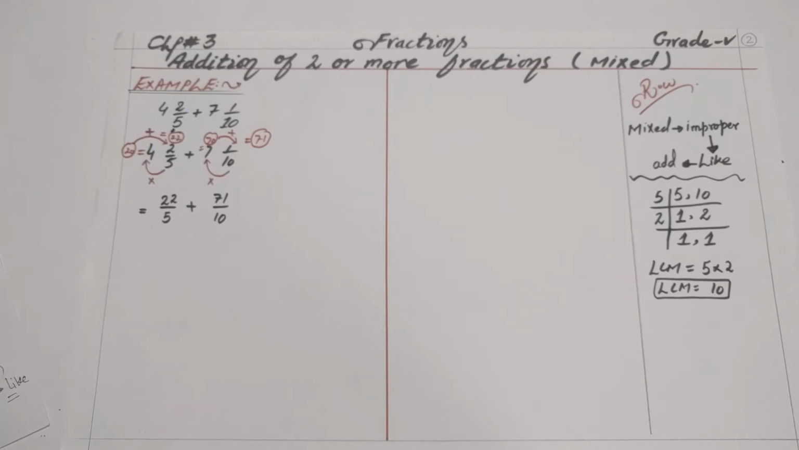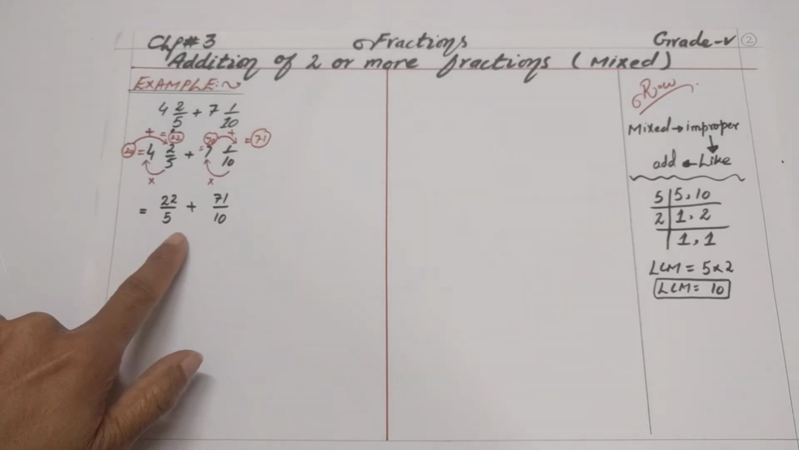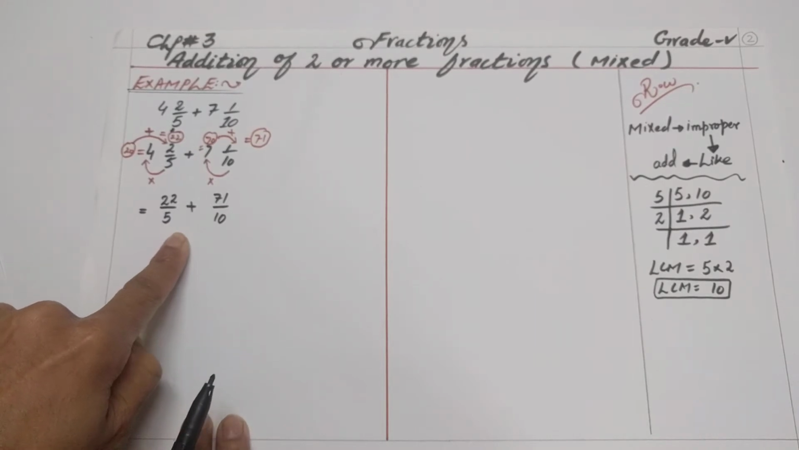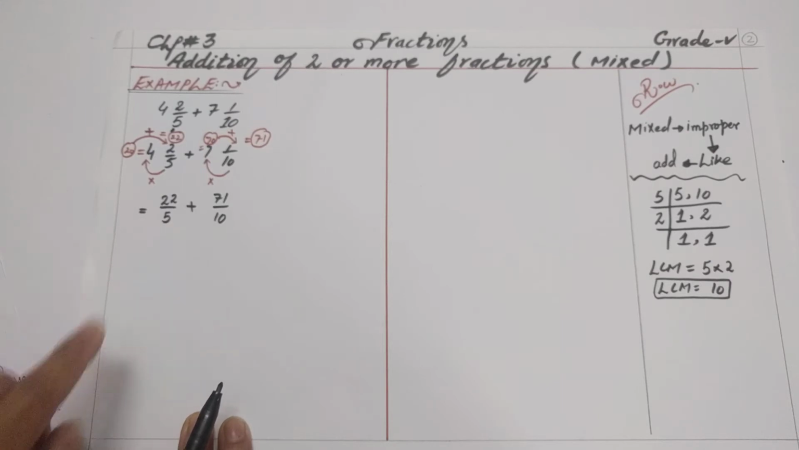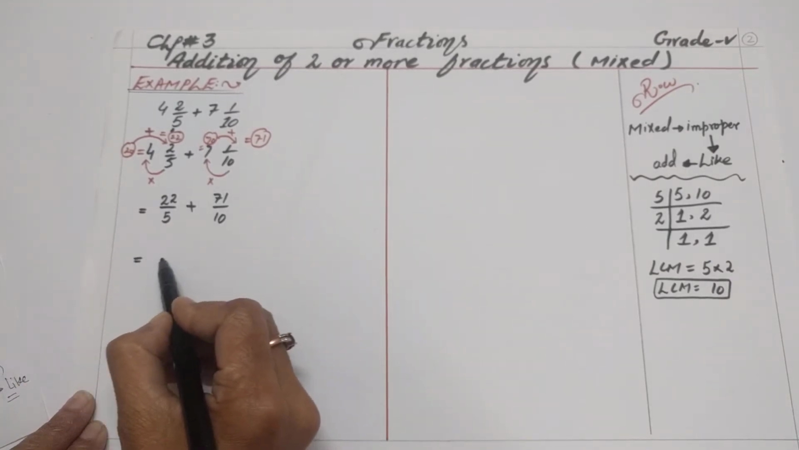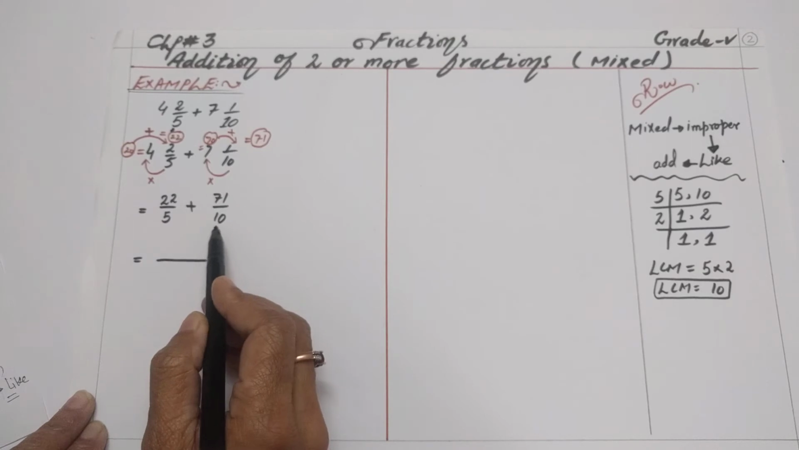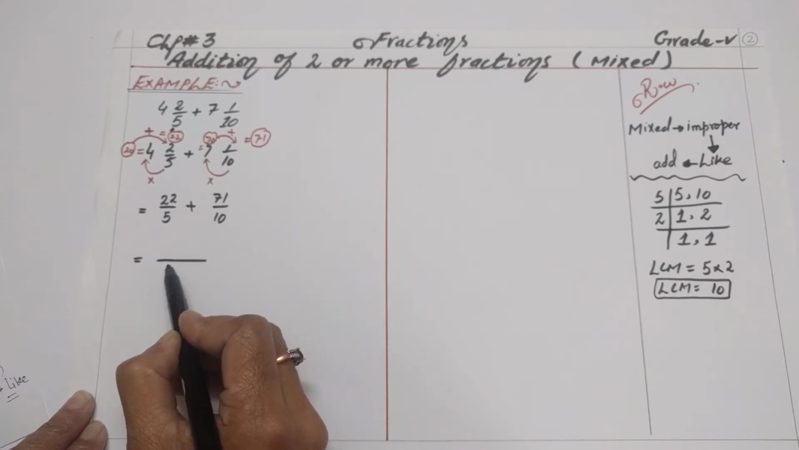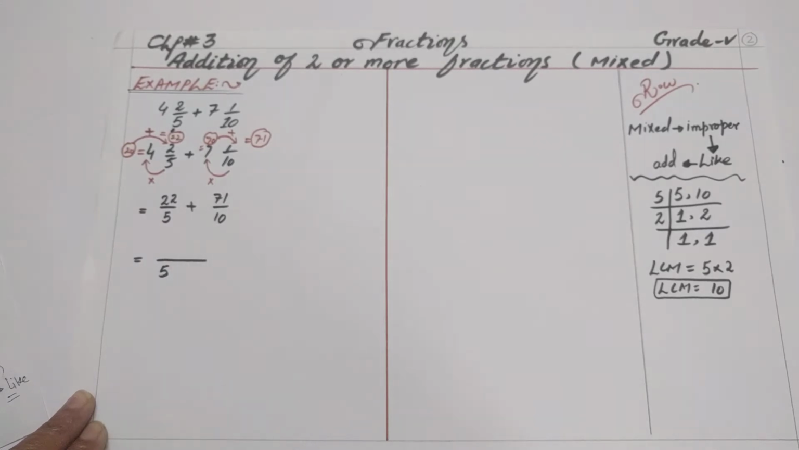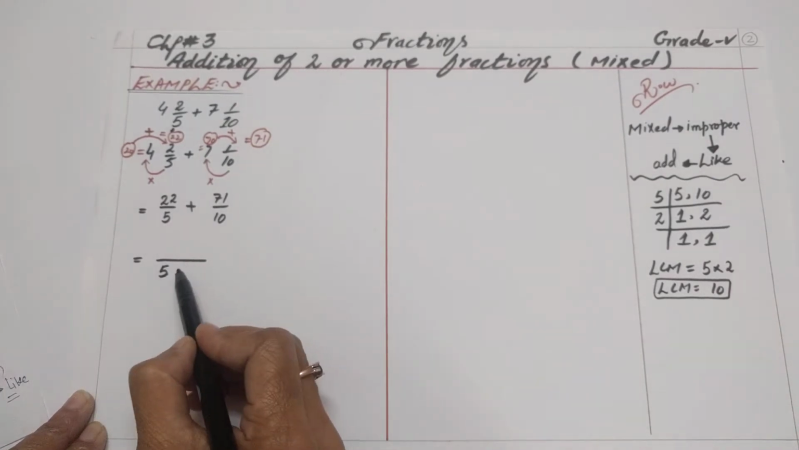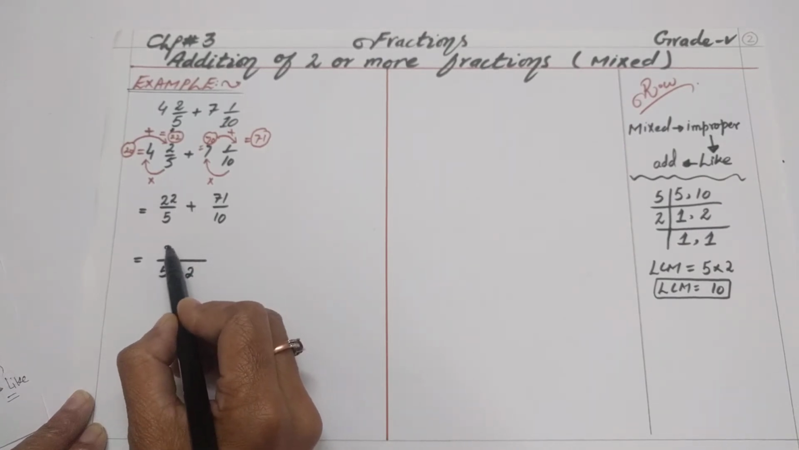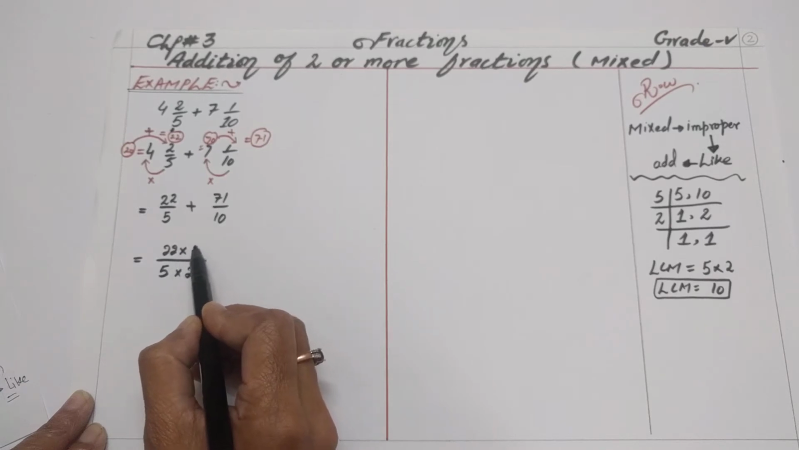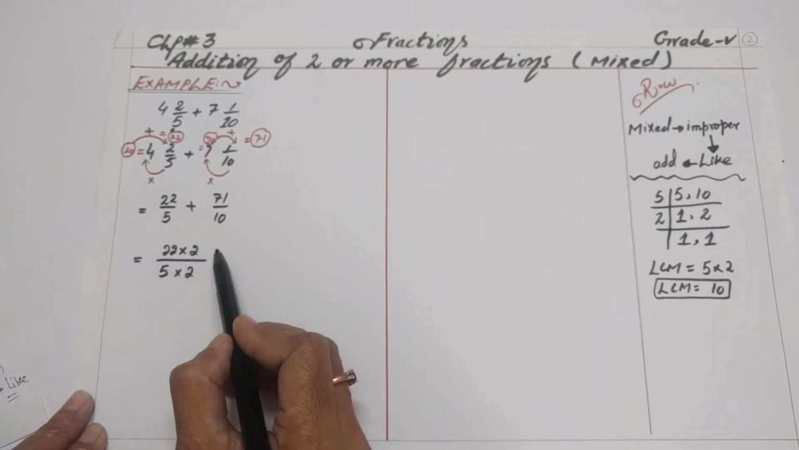Now I have to convert these unlike fractions into like denominators. Now 5 into what is 10? As now we are going to convert these unlike into like denominators, in the denominator we should have the LCM 10. So 5 into what is 10? 5 twos are 10. So if I am multiplying 2 in the denominator, I will also multiply the 2 with the numerator.